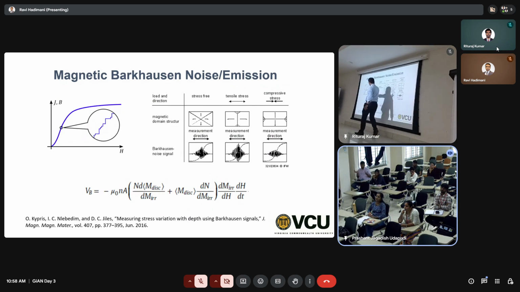Larger the jump means domains encountered lots of dislocations, right? Or lots of point defects, which means it can tell you the dislocation density, which is nothing but a measure of residual stress, right? So you can correlate these jumps to the stress in the material. It's not a straightforward correlation. If you want to correlate that, this is the equation that correlates the Barkhausen jump.